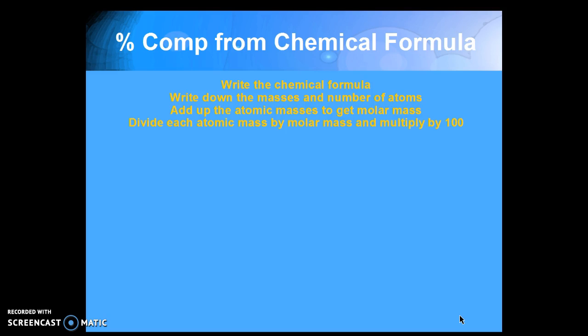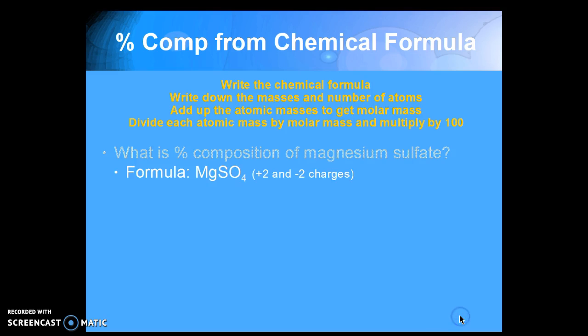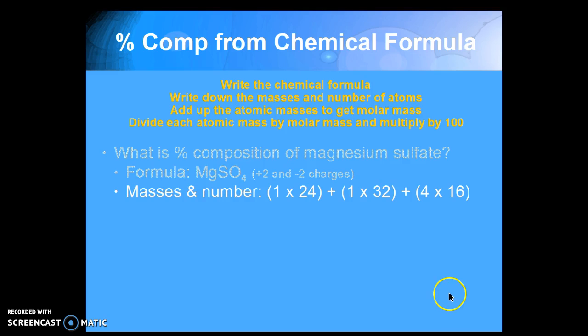The rules are listed on top. The percent composition of magnesium sulfate. Well, magnesium is +2 and sulfate is -2. Therefore, the formula is MgSO4, 1 magnesium to 1 sulfate. The masses are, magnesium is 24 and there's 1 of those. Sulfur is 32 and there's 1 of those. And there are 4 atoms of oxygen, therefore 4 times 16 grams per mole. The total molar mass, 120 grams.